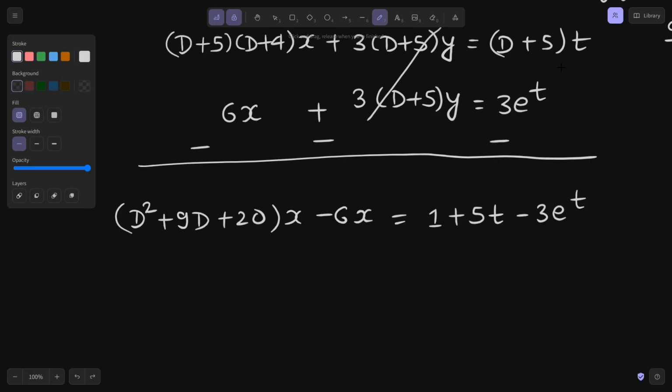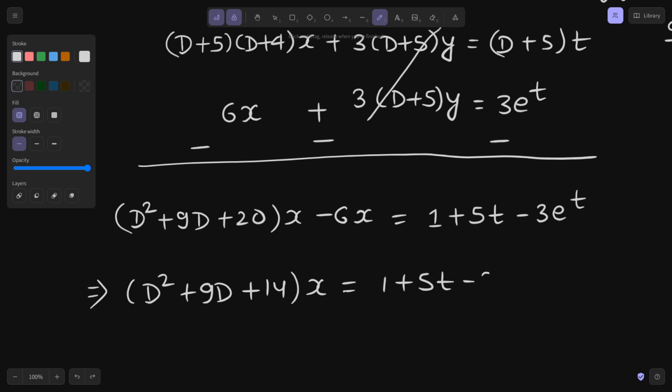Further, what I can do, I can simplify this by taking x common, or operating on x. So this is D2 plus 9D plus 20 minus 6, which is 14, operating on x equals 1 plus 5t minus 3e power t.